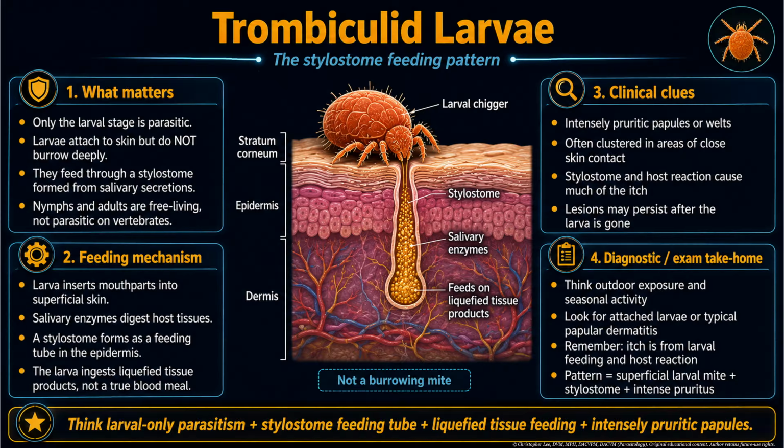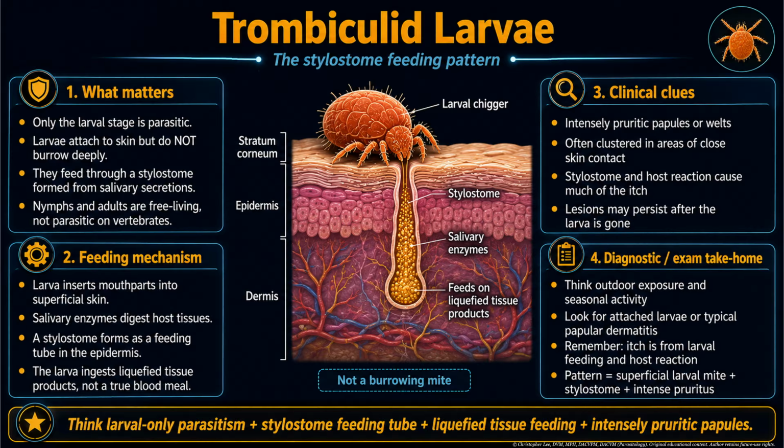Trombiculid larvae do not burrow deeply like Sarcoptes. They attach superficially and insert their mouthparts into the upper layers of the skin. As they feed, their saliva drips enzymes that digest host tissues. Those salivary secretions help create a stylostome, which is essentially a feeding tube formed within the skin. The larva then feeds through that tube on liquefied tissue products and tissue fluids, rather than taking a true blood meal. So the stylostome is one of the keys to understanding the lesions.